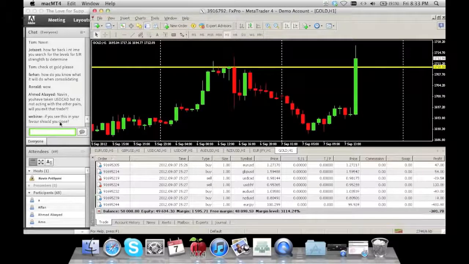If you see this in your favor, should you close? Not quite yet, because you have to see how far it will go. Is it going to be the direction for the rest of the day? If it is, then you leave it running, right? There's no point in closing.